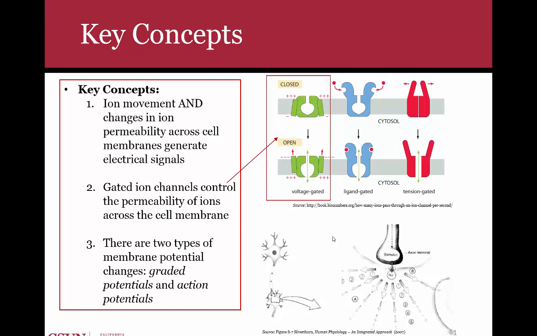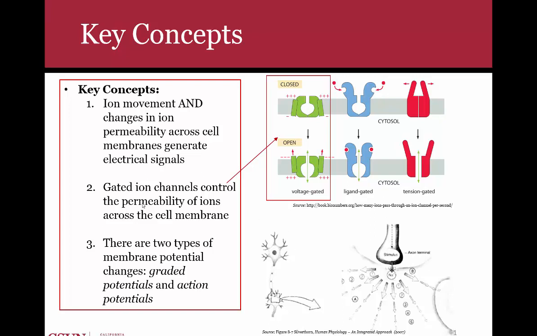So the first key concept is that ionic movement, so the movement of ions like potassium, sodium, and chlorine, and the changes in ion permeability across the cell will generate electrical signals. The reason that should make sense to you at this point is because I just mentioned it before, right? That a cell's membrane voltage is a function of the concentration of ions inside and outside the cell, and also the permeability of those ions of that cell. So that's the first thing.